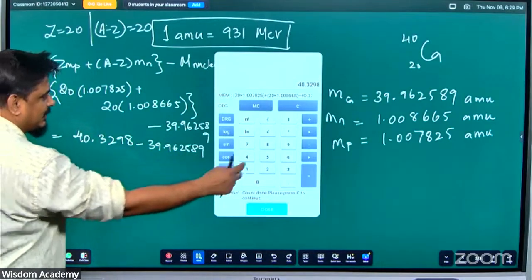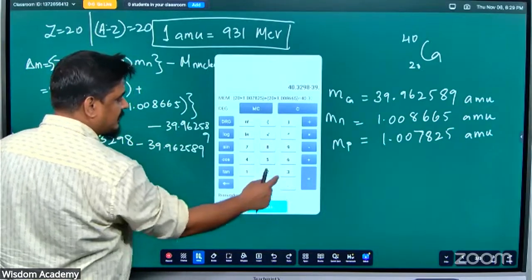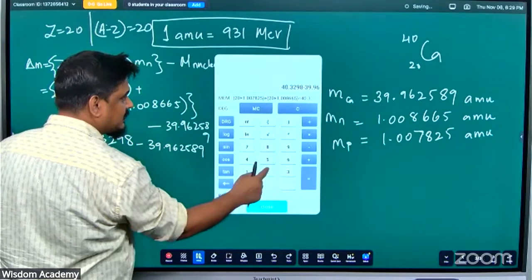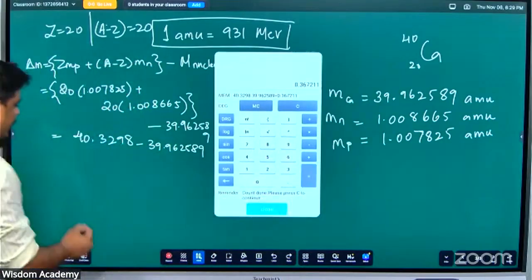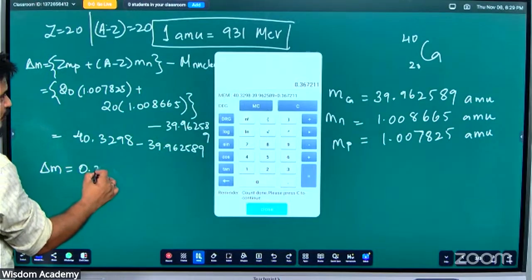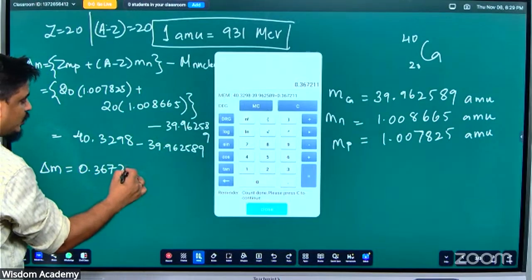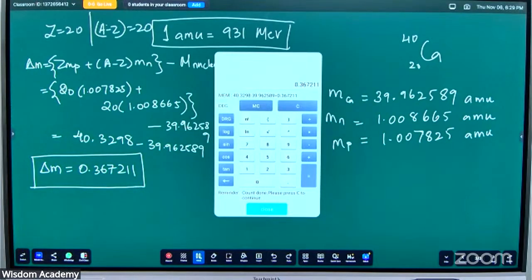Okay, we have to subtract in this 39.962589. Let us subtract that. So minus 39.962589. Let me see how much you are getting. If you are doing correct calculations, mass defect should be 0.367211. This is the mass defect. By doing proper multiplication and addition, you will be getting this answer.